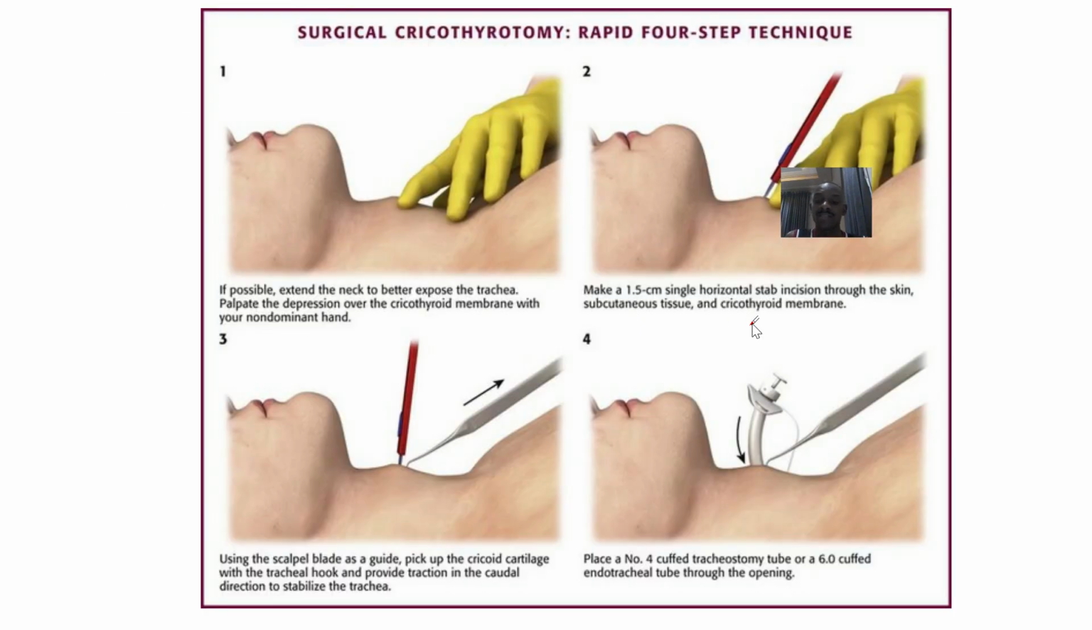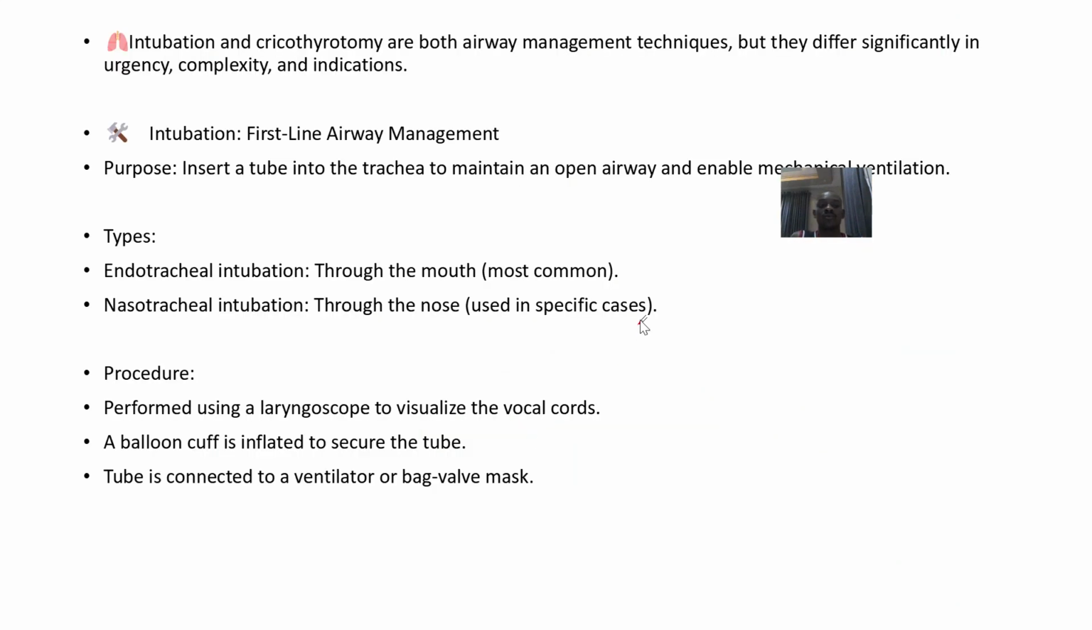Intubation and cricothyrotomy. Of course, we're supposed to say cricothyrotomy and intubation, because you actually have to do the surgery. Okay, you incise through the cricothyroid membrane before you intubate. So first of all, they are both airway management techniques. You understand? They can be done separately, or you do them together.